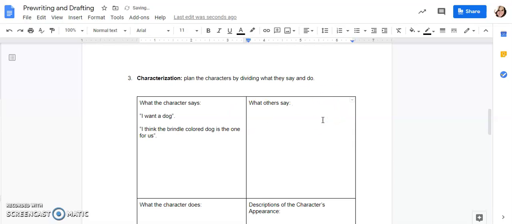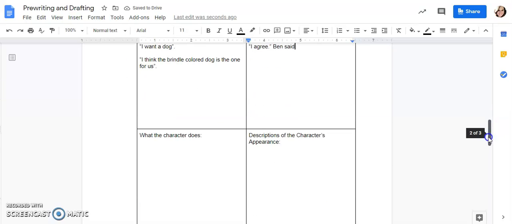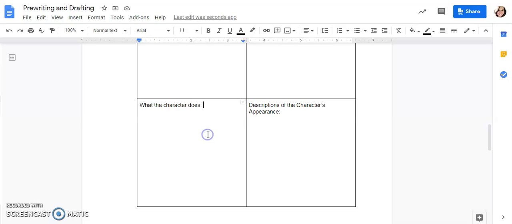What others say. So I might put, I agree, Ben said, and add some other things that other people say. So what the character does, I played with several dogs before making a decision.